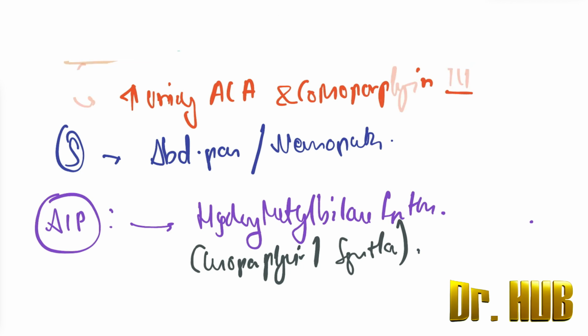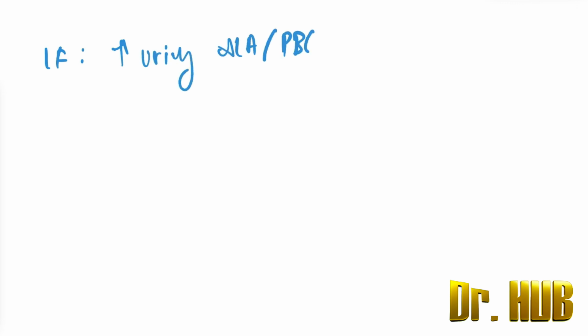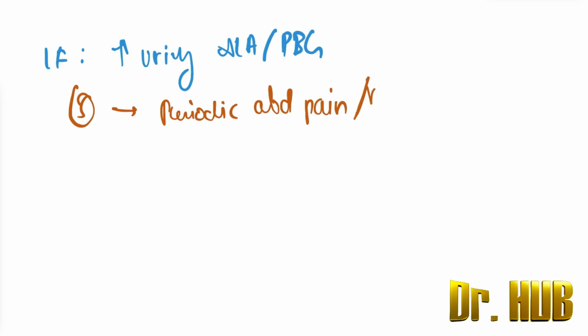And what are the lab findings of the AIP? The lab finding is an increase in the urinary ALA and PBG. So now what are the features, the symptoms? The symptoms are periodic abdominal pain, PN, that is peripheral neuropathy, some psychiatric symptoms, as well as the presence of tachycardia.